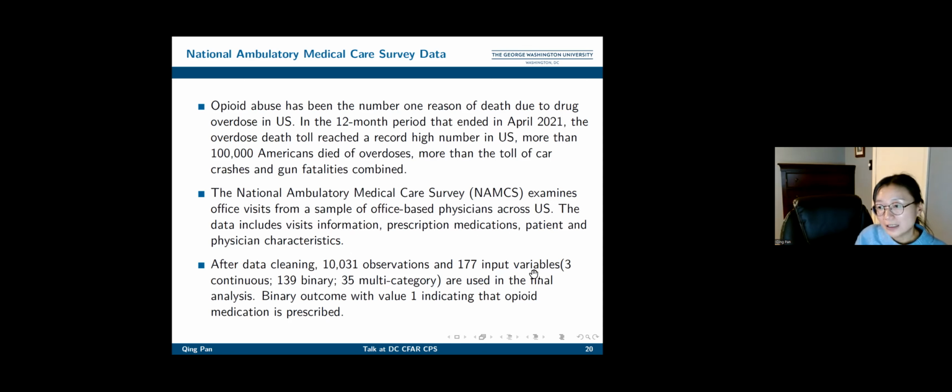So there we have 177 covariates. You're not going to fit a model with 177 covariates. It's going to be highly noisy. It's not going to give you a story. So we're going to do variable selection first.